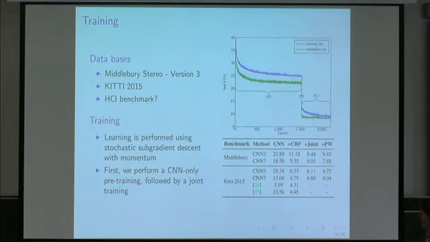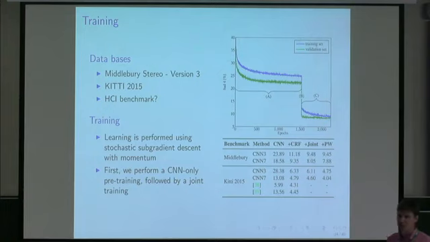So learning is performed using stochastic subgradient descent with momentum. So it's standard in learning. And as I said, first we do a CNN only pre-training followed by joint training. So what I did not explain, but what we did very similarly, we also trained the pairwise weights.